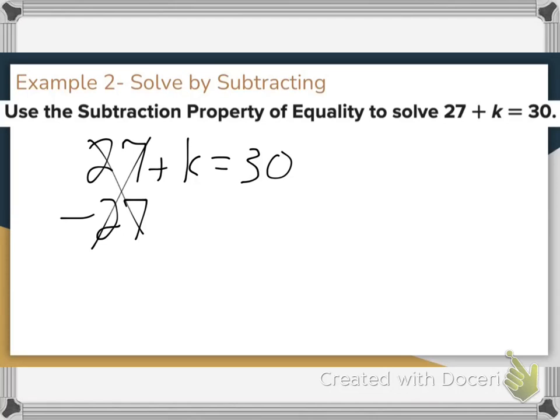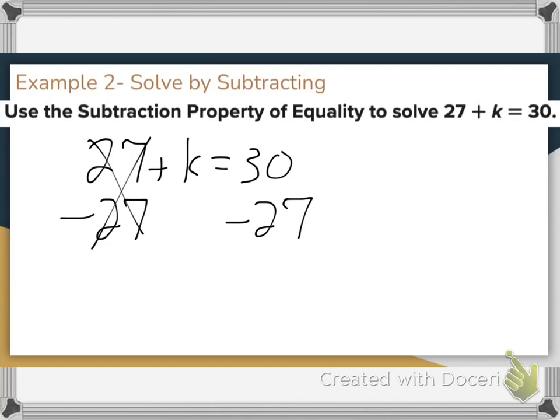This is an equation. 27 plus k is the same as 30. I just subtracted 27 over here. So what do I need to do now? Subtract 27 from 30. I've got to do the exact same thing that I did to the left side of my equation. The exact same thing. Not different signs, not different operations, doing the exact same thing. Does that make sense? Yeah.